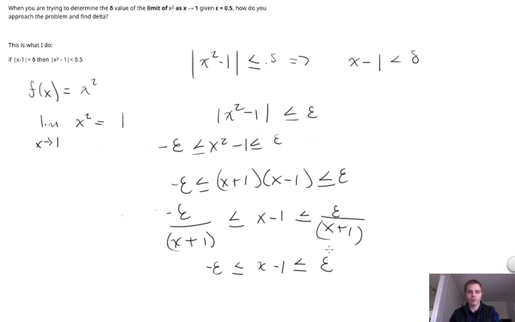We need x minus 1 to be less than or equal to delta. So let's just say this is equal to delta, and this is equal to negative delta. There you go. That's enough. And this is negative 0.5, and this is 0.5. So this is equal to 0.5, and this is 0.5.